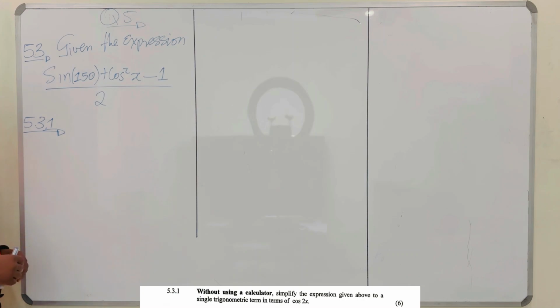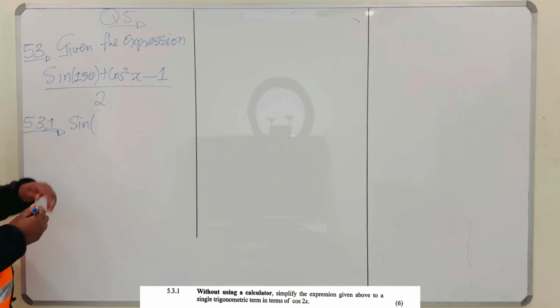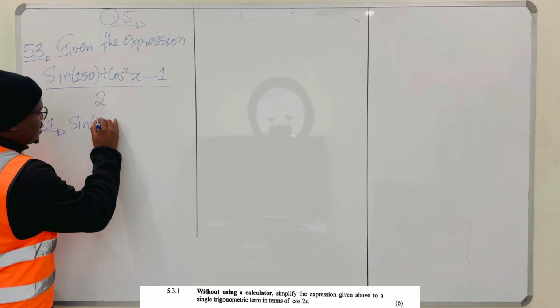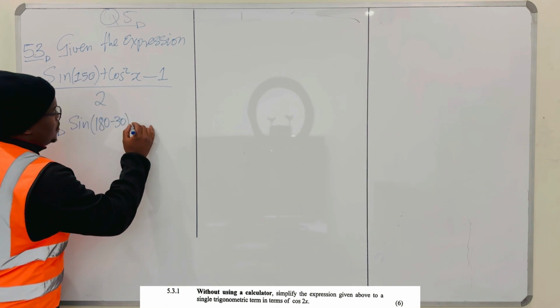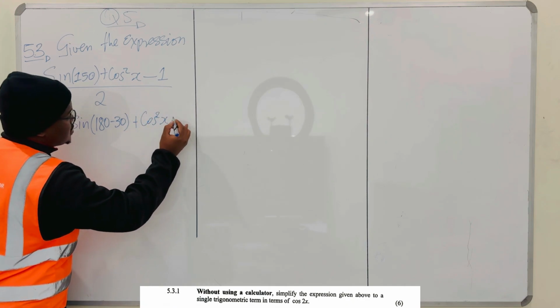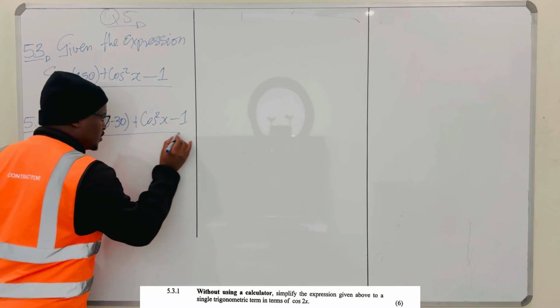First, reduce this to an acute angle. So, sine 150. Where is 150 degrees? 150 degrees is in the second quadrant, right? So this is equal to sine of 180 minus 30 degrees, plus cos squared x minus 1, all over 2.